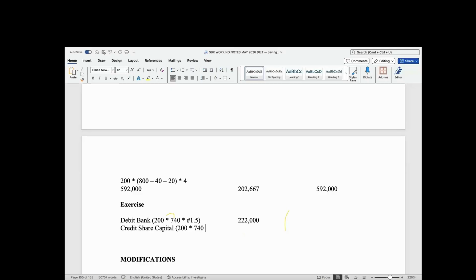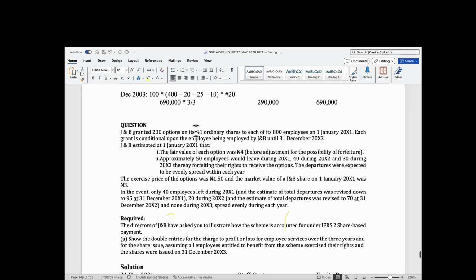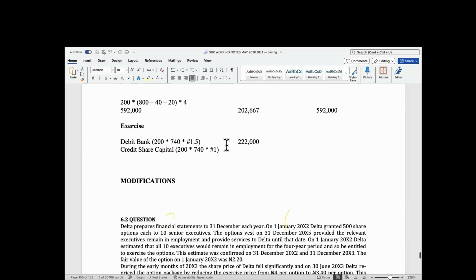No, not the same amount. You cannot credit share capital with the exercise price. It will be with nominal value. Nominal value times 1 naira. Only nominal value can go to share capital. So how much is that? 148,000.